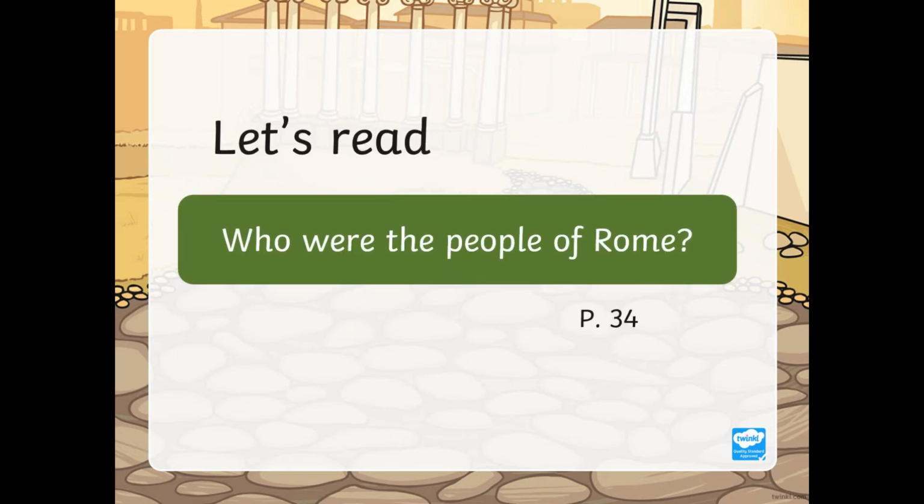Now let's move on to who were the people of Rome. Men and women who were not slaves in the Roman Republic were citizens. Citizens were divided into two groups. Patricians came from wealthy families and owned land and property. Common people were called plebeians or plebs. Slaves were also part of Roman society. They could not be citizens and had no power.